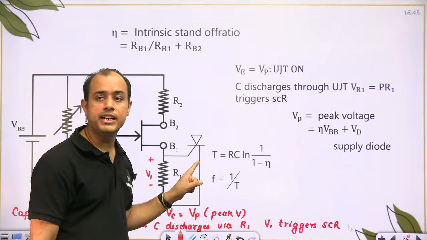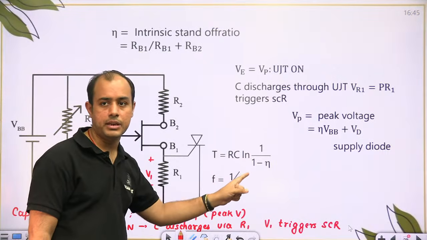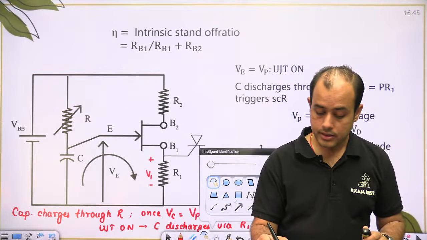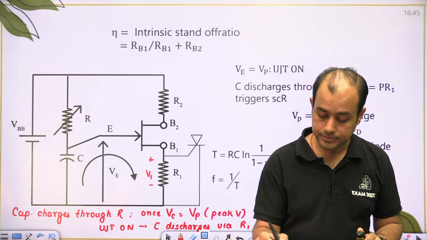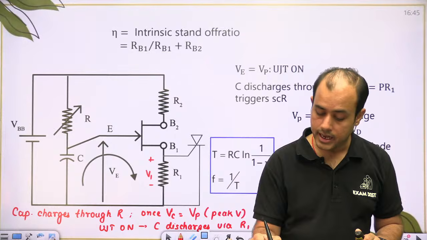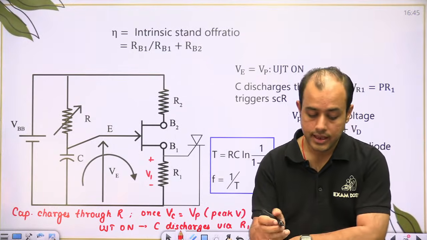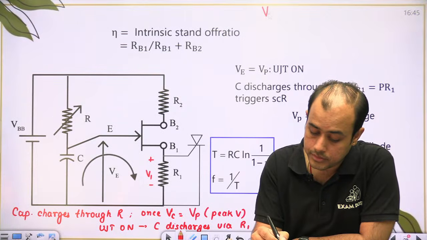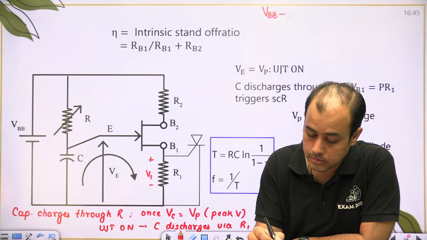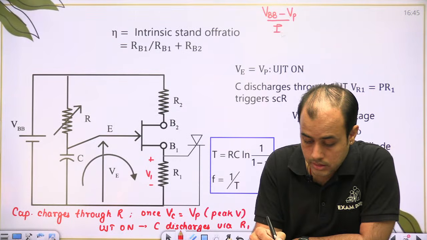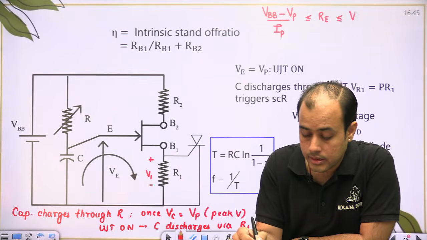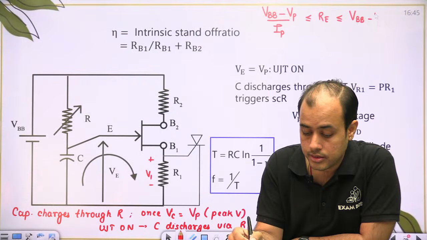So the time period of this oscillator is RC ln 1 by 1 minus eta and frequency is 1 by T. So you can be asked direct question based on this. And there is one more formula on which they can ask you a question. That the resistance, if you connect at the ammeter, this should be the range.